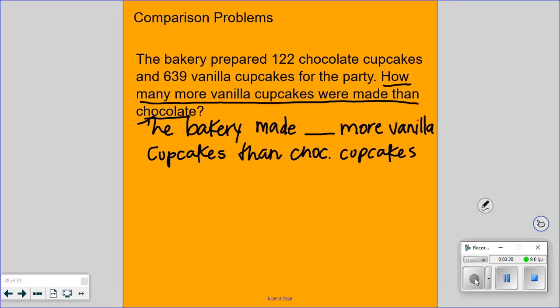What is my problem about? Is it about numbers? 2 cupcakes. It's about cupcakes. Yeah, so there's 2 types of cupcakes to compare. Alright, one of my bars is going to be longer than the other. Which type of cupcake is going to have the long bar? Paxton? Why?